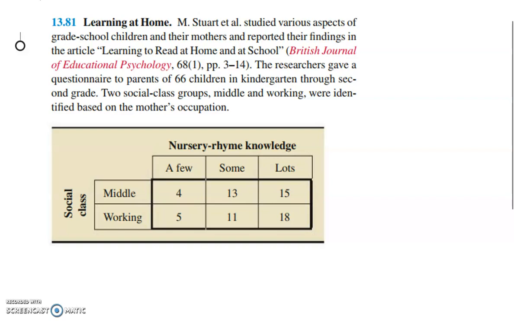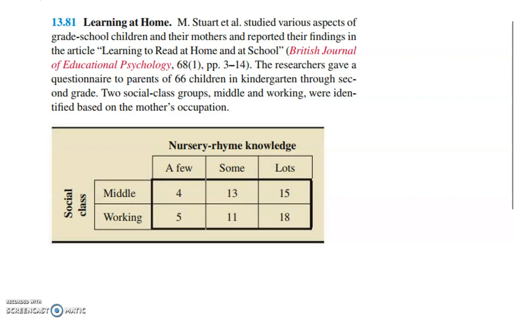In this quick lesson, we're just going to look at how to find expected values in a contingency table for the chi-square test of independence. So let's look at this problem, learning at home. Student all studied various aspects of grade school children and their mothers and reported their findings in the article, Learning to Read at Home in School.